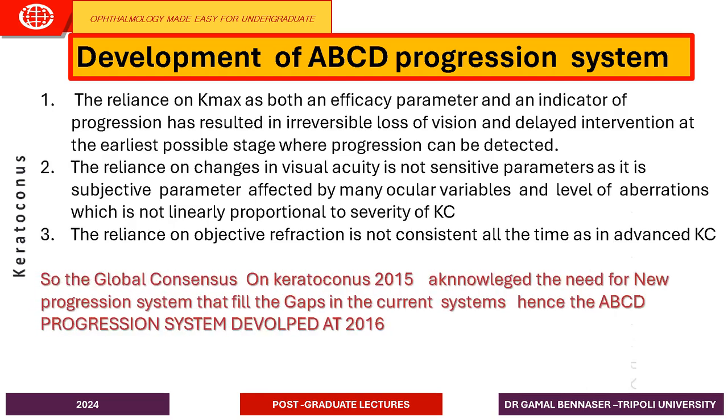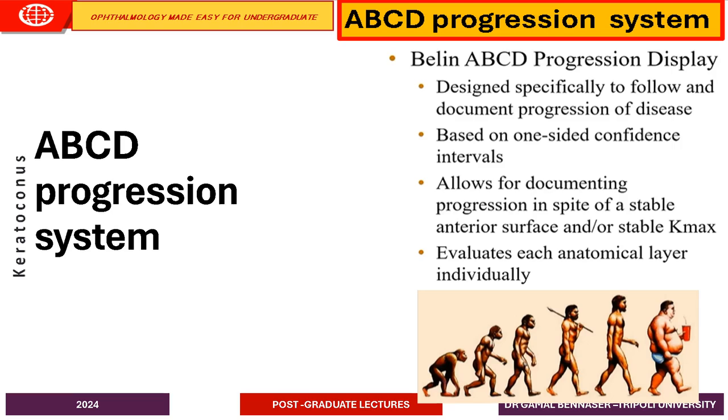But for that reason, the global consensus on keratoconus made in 2015, with the meeting of the 4 major national ophthalmology societies, acknowledged the need for a new progression system to fill the gaps in the current system for assessing the progression of keratoconus. And 1 year after, the ABCD progression system was developed by Belin. So the Belin ABCD progression system is designed specifically to follow and document the progression of the disease based on a one-sided confidence interval.